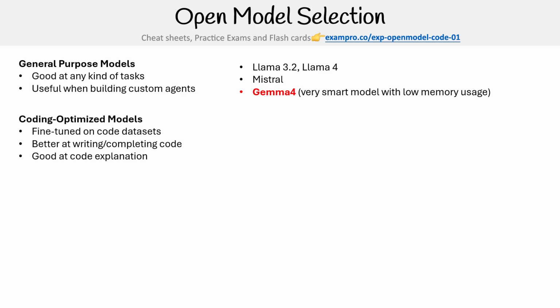Then there's coding optimized models. These ones are specialized specifically for working with code. So they're fine-tuned on code data sets. They're better at writing and completing code and things like that. So this is where you have Ollama, DeepSeek Coder, CodeStral, GPT OSS, and Qwen 3.5. Technically, Qwen is a generic one, but it also has a coding optimized one. And I think that one's by Alibaba.